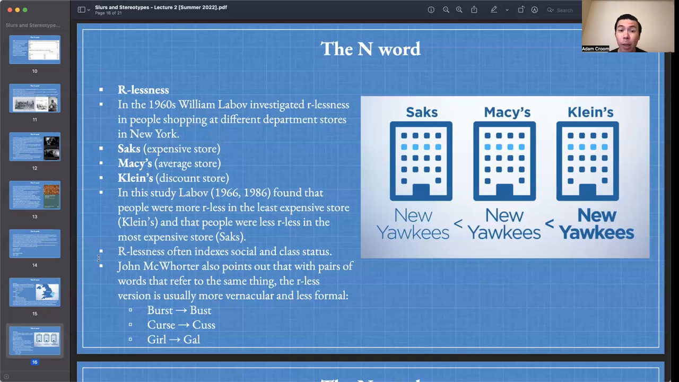And Labov found that this was the case, that there was more R-lessness. I'm sorry, there's more R-lessness, less usage of R in the least expensive store. So in the cheapest store, Klein's, there was a lot of R-lessness. Okay, so they dropped the R a lot. But in the most expensive store, the upper class one, they used R's more. So R-lessness was found less in those most expensive stores.